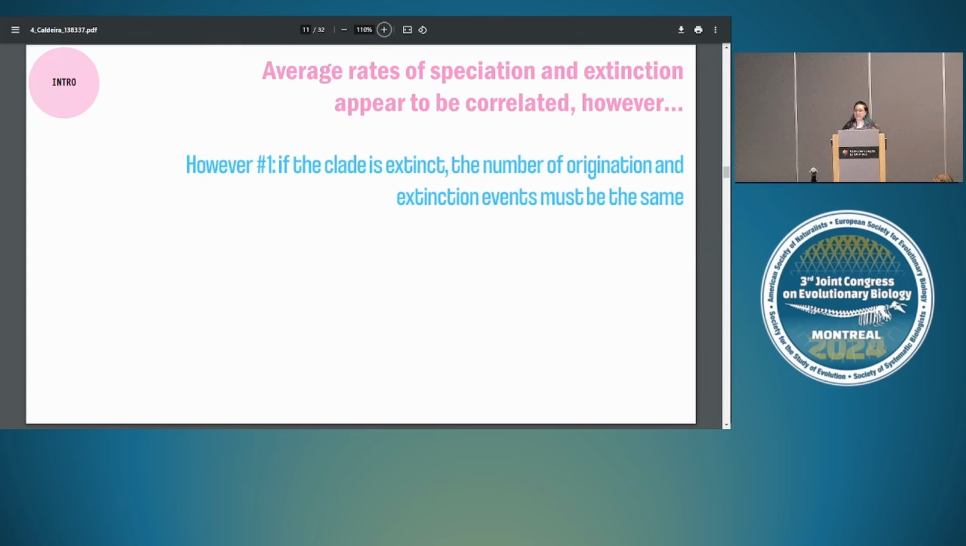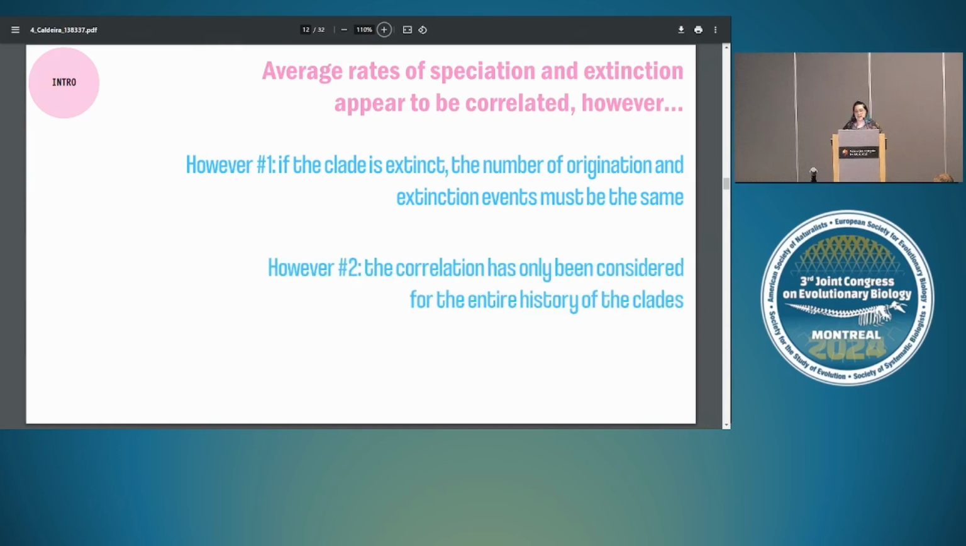However, if a clade is already extinct, then mathematically it is necessary for the number of origination and extinction events to be the same. A second caveat I want to add is that this correlation has only been considered for the entire history of the clades, as I have been noting until now, and I'm going to show you later on that one diversification can have, and sometimes it does, different phases.